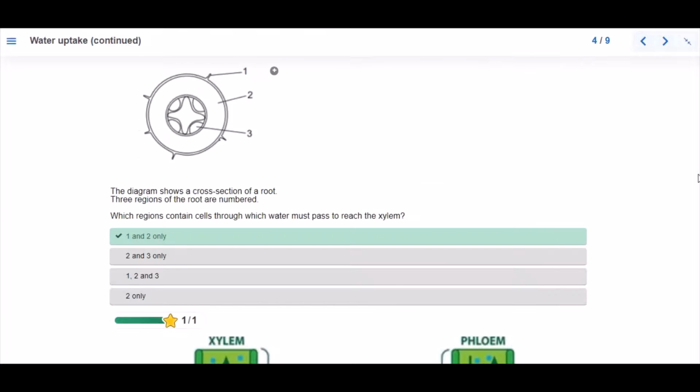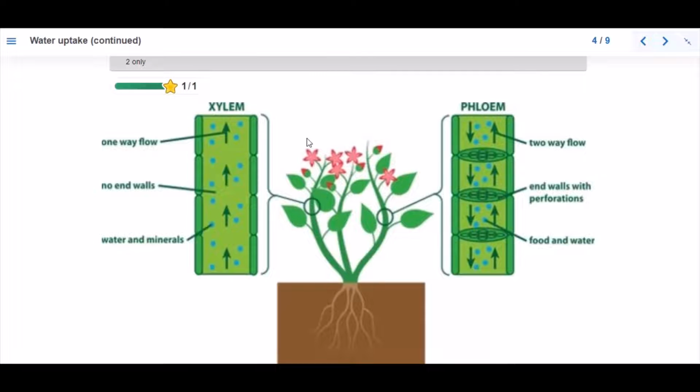There's a diagram here showing us the upward one-way flow of nutrients in xylem, because we know that xylem is responsible for transport of water and mineral ions, and then end to end there are no walls. The cells are joined end to end, forming a xylem vessel. But in the phloem there is a two-way flow. Substances can flow both upward and downward. And there are end walls with perforations.